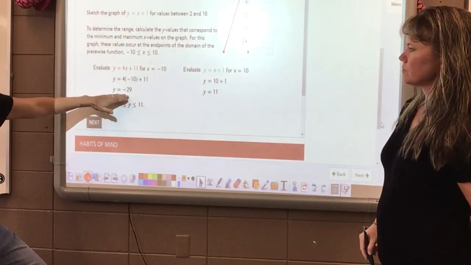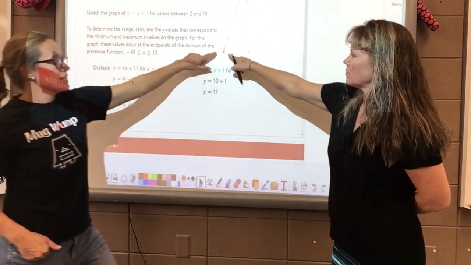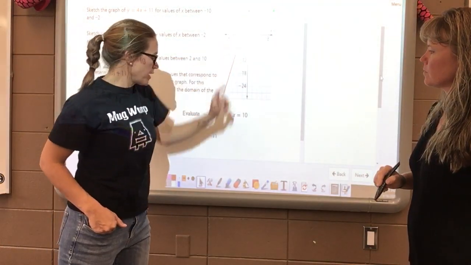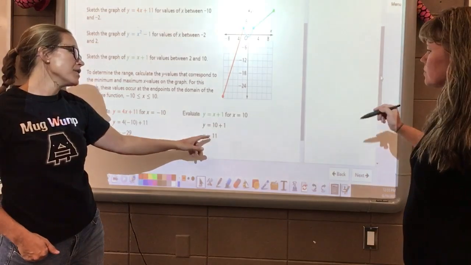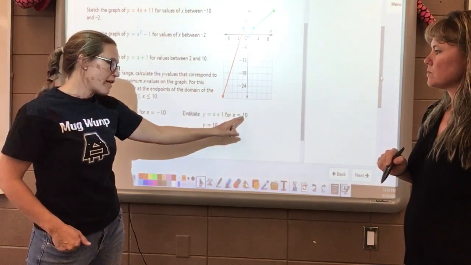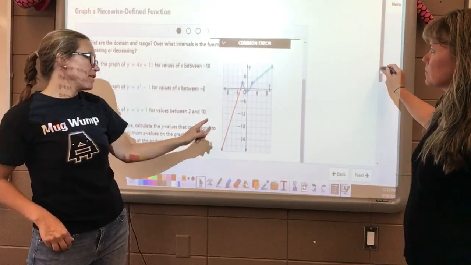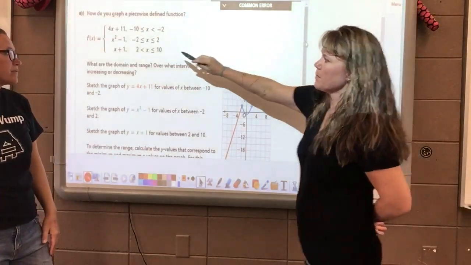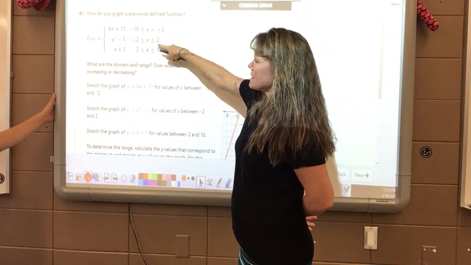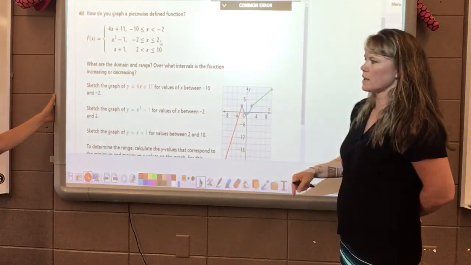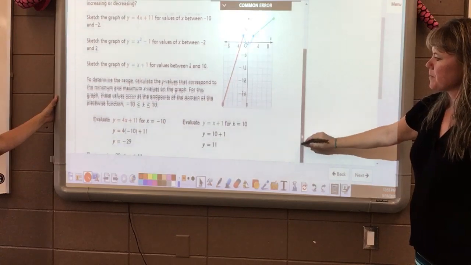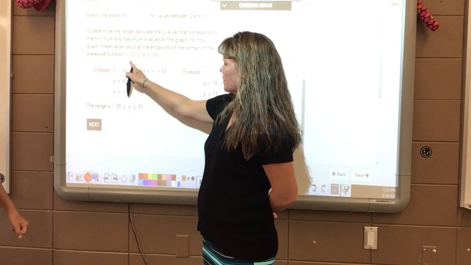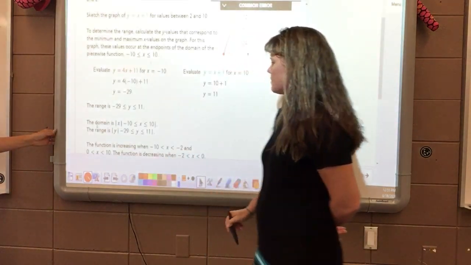So we have our minimum at negative 29, that'd be this red point right here, and our maximum y value is going to be this green point, which happens to be 11. Notice how they substituted in the highest x value into that last equation in order to get that 11. And they plugged it into the appropriate little section of where it fit into that domain. Yeah. So the range is negative 29 to 11. And the domain is the -10 to 10.